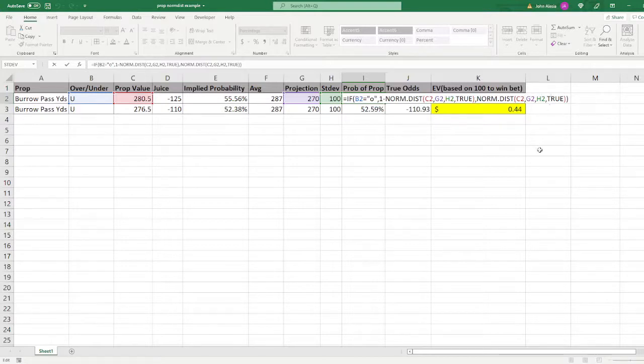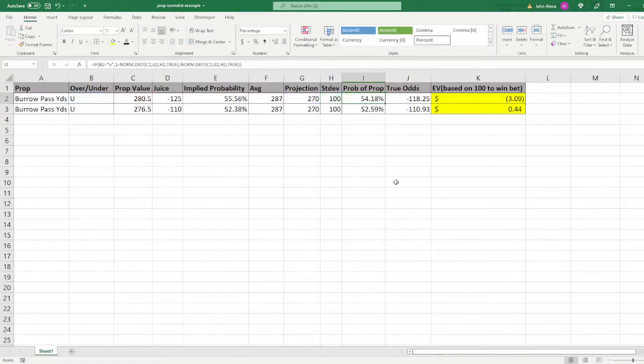And then true is just how this is going to calculate. You want to put true in here so that we can do a cumulative of everything under 270 yards and add all the probabilities of those up, because that's really the number that we're looking for. And then we get 54.18% chance, which you can see is under the implied probability of 55.56%.